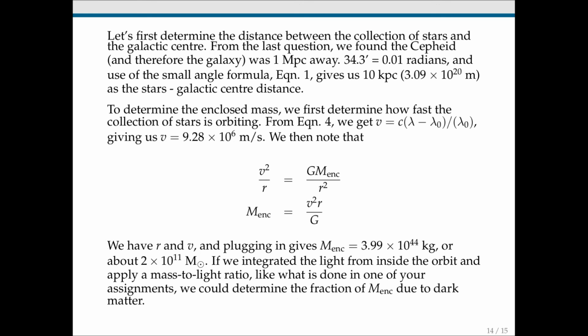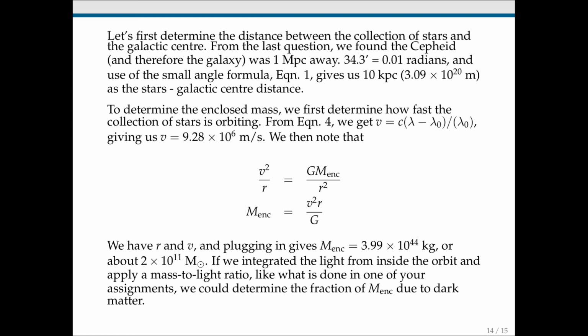Let's first determine the distance between the collection of stars and the galactic center. From the last question, we found the Cepheid, and therefore the galaxy, more or less, was 1 megaparsec away. 34.3 arc-minutes is equal to 0.01 radians, and through the use of the small angle formula, 0.01 radians times 1 megaparsec gives us 10 kiloparsecs, or 3.09 times 10 to the 20 meters. And that is the star-galactic center distance.